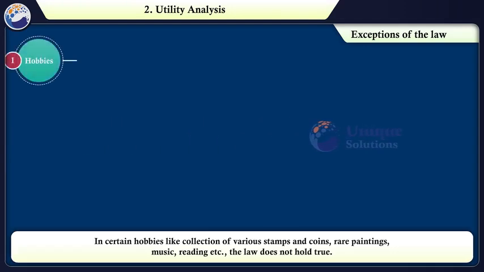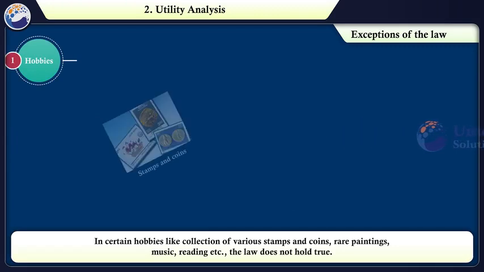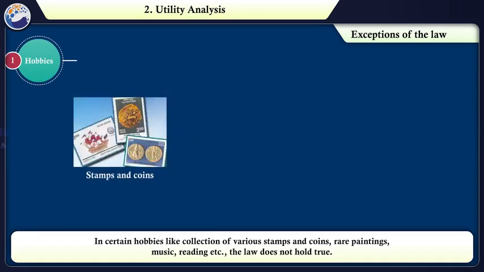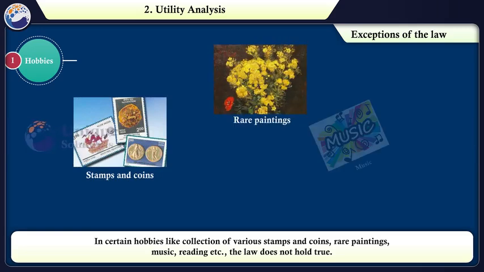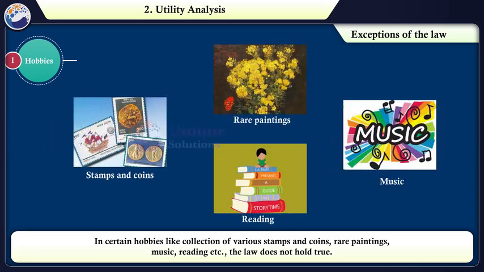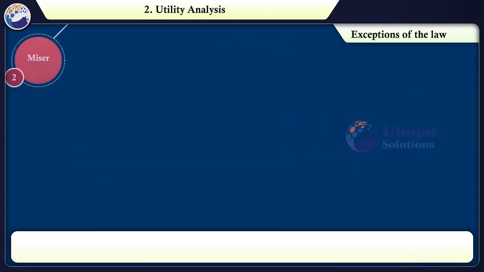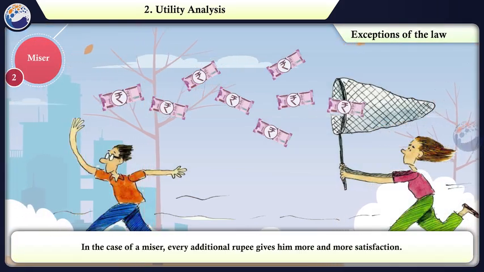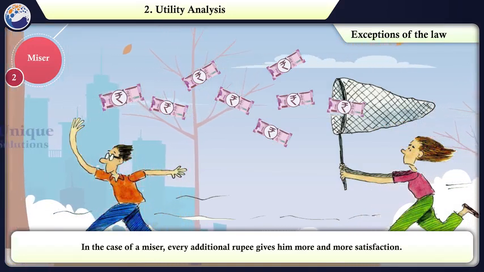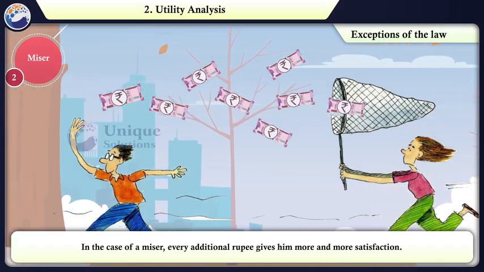First, hobbies. In certain hobbies like collection of various stamps and coins, rare paintings, music, reading, etc., the law does not hold true. Second, miser. In the case of a miser, every additional rupee gives him more and more satisfaction.